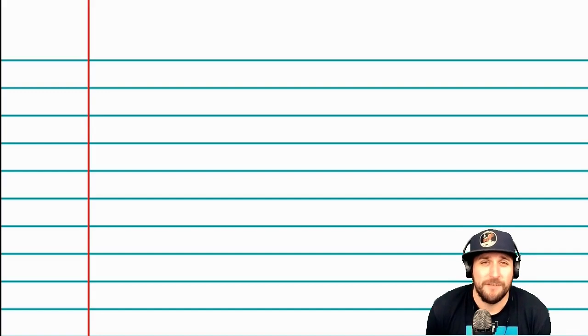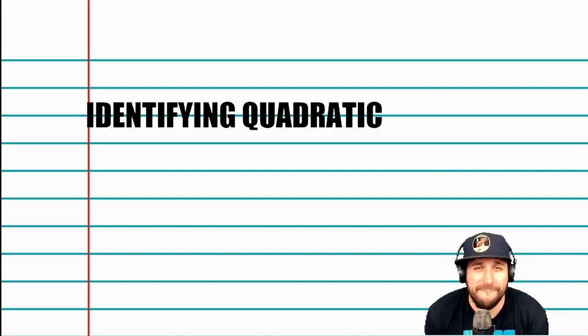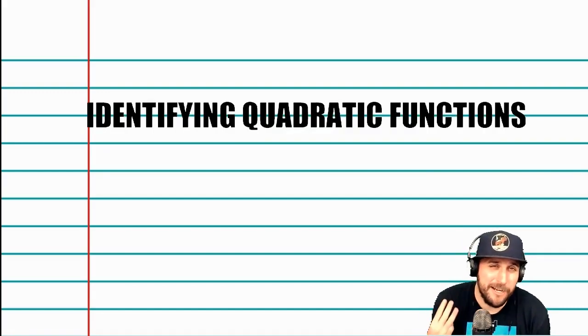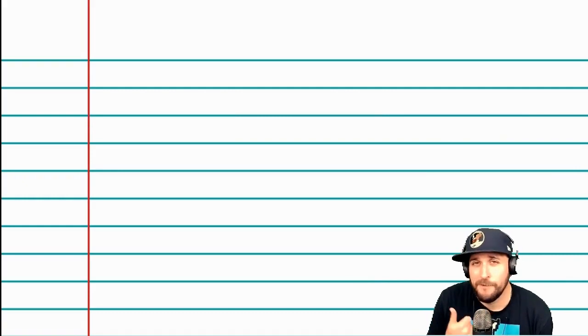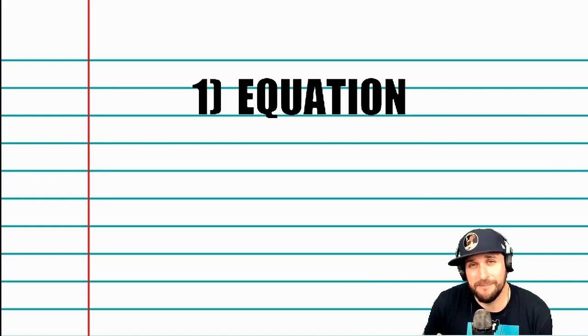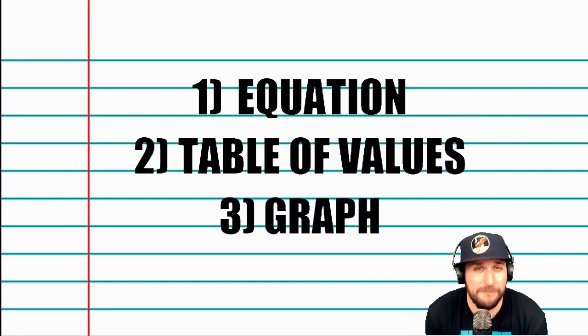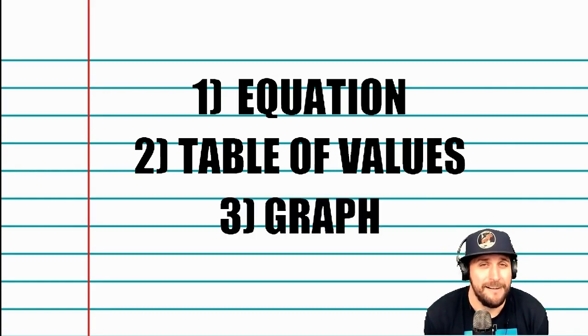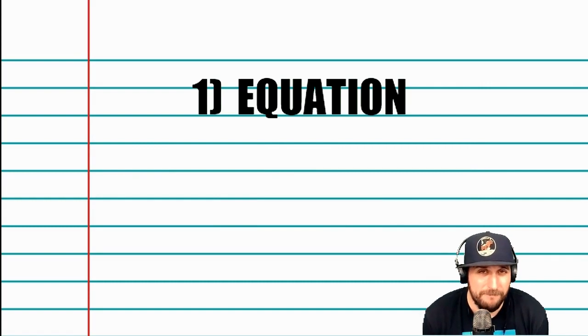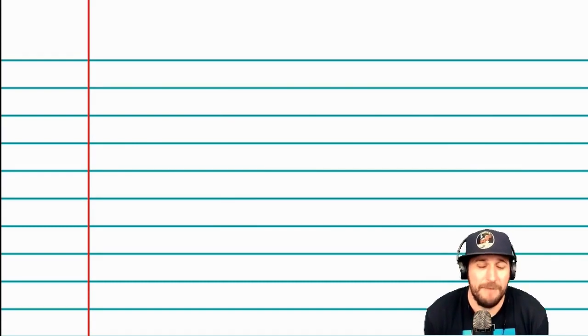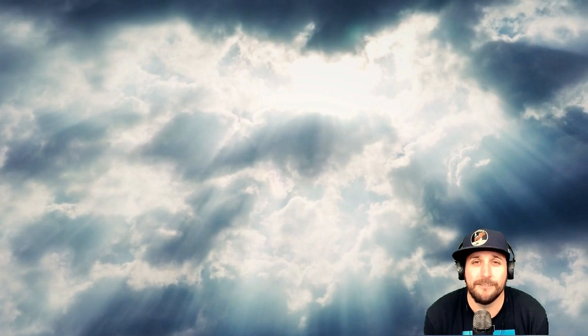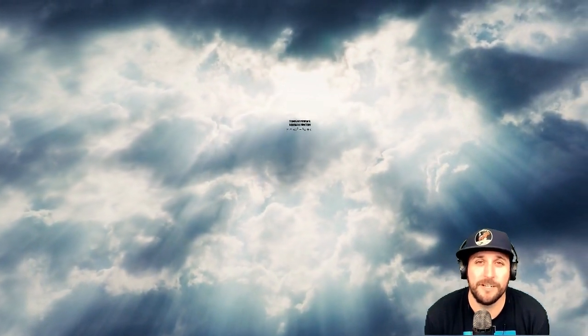Okay, today we're talking about identifying quadratic functions. And we got three ways we're going to talk about doing that. First is by looking at an equation. Second, by looking at a table of values. And third, by looking at its graph. Now, if we're looking at its equation, every quadratic can be written in this magical, wonderful thing called standard form of a quadratic function.